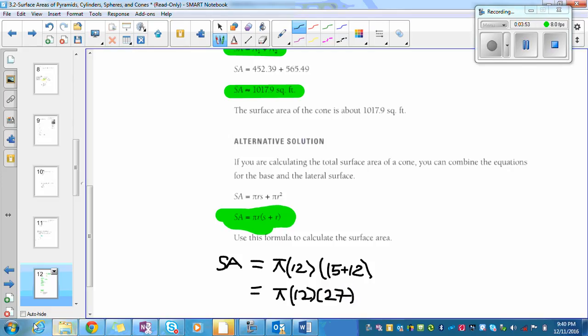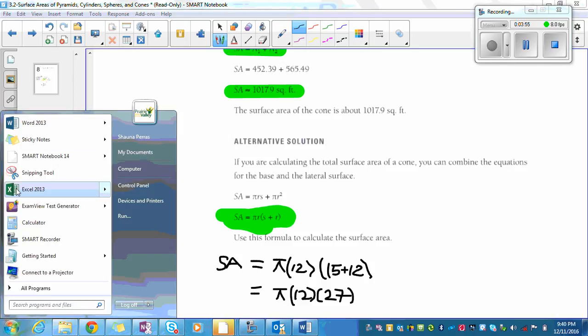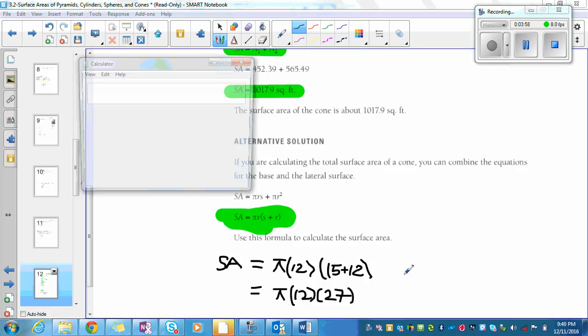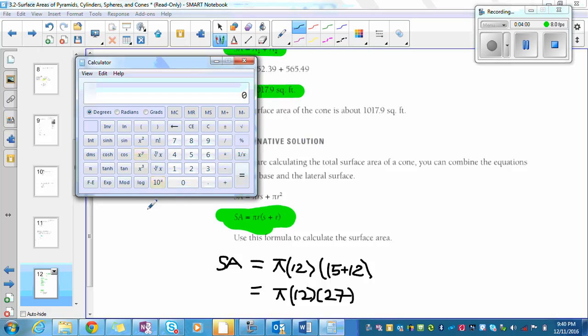So when we do this in my calculator, pi, I really want you to start using this pi button, okay? You can find it in most of your calculators. It just carries it longer than the 3.14. It's more exact. Okay, so we go pi times 12 times 27 equals 1,017.9 square feet.